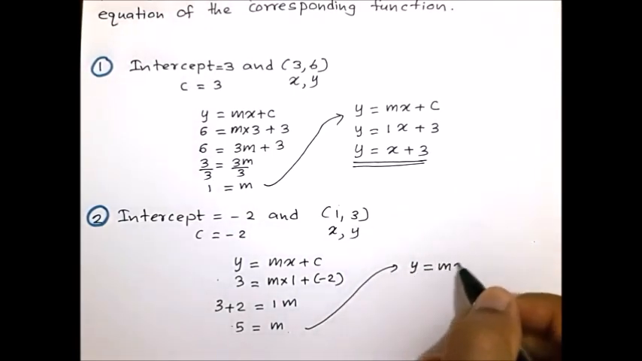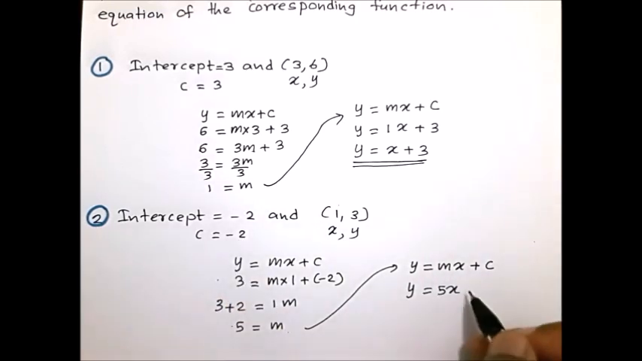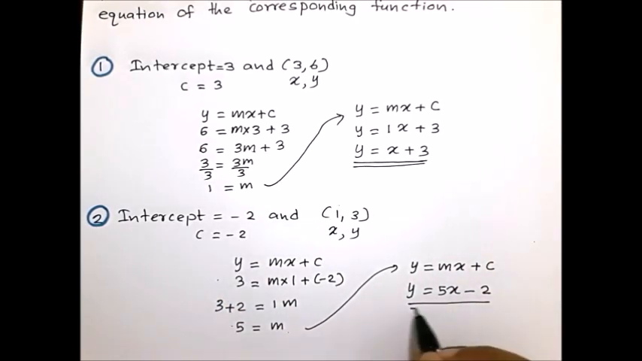Now substitute the values of m and c in this equation. m is 5, 5x. c is -2. This is the equation of the straight line. y equals 5x minus 2.